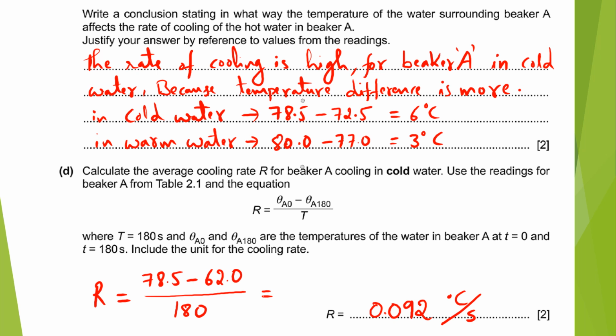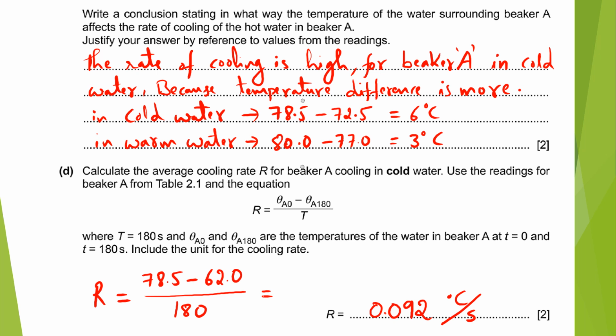Then part D, calculate the average cooling rate R for beaker A cooling in cold water. So it is only for beaker A in cold water. We need to take the values from column 1. The formula is given. R is equal to theta A0 minus theta A180 divided by T, where T is 180 seconds, and theta A0 and theta A180 are the temperatures of water in beaker A at T equal to 0 and at T equal to 180 seconds. Include the unit for the cooling rate.